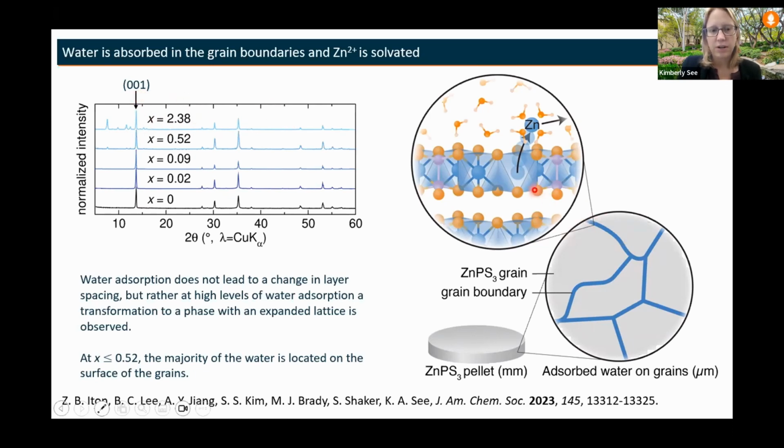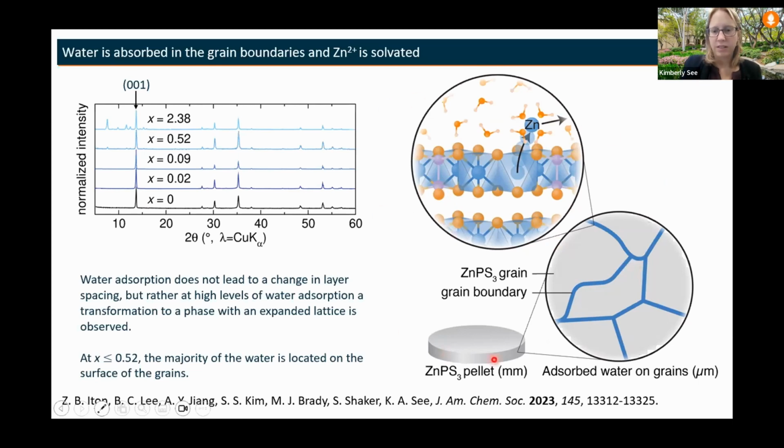But as water goes into the grain boundaries, zinc can basically desolvate from the ZnPS3 and solvate into the water layer, and we can get conduction in the water layer. And so this is just an interesting mechanism for zinc ion conduction. It's basically leaving its anion behind in the solid.